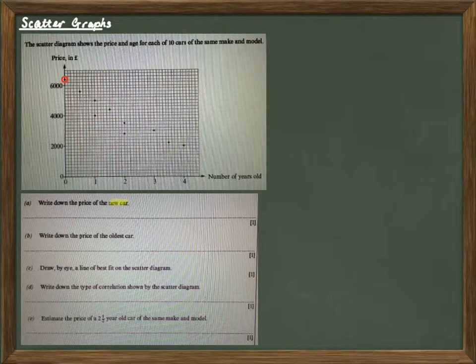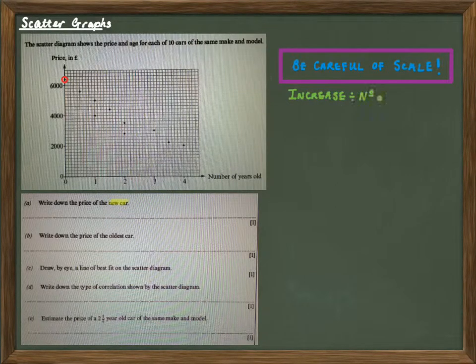It's not necessarily going to be going up in hundreds or thousands or tens or whatever you think it may be. You sometimes have to work it out. Some of you may want to do this as you go in, and then others may want to work it out before you answer any of the actual questions. To work out the scale, if you can't see it, have a look here: the increase divided by the number of gaps. So by increase, I mean on the y-axis, how much has it gone up by from one number to the next? And then number of gaps is you're going to be counting the little squares between them.